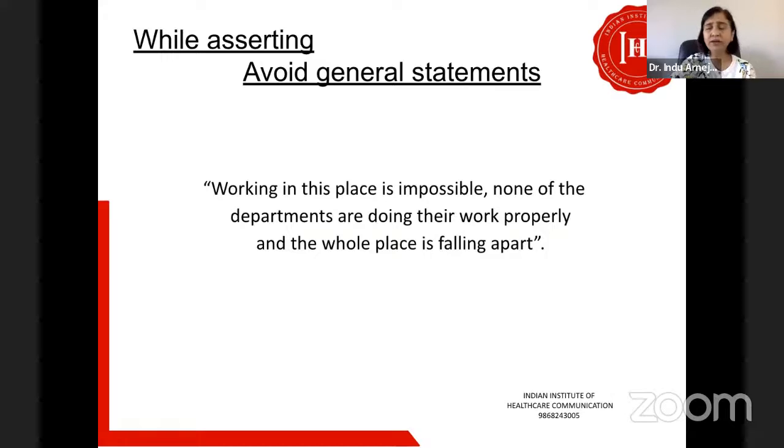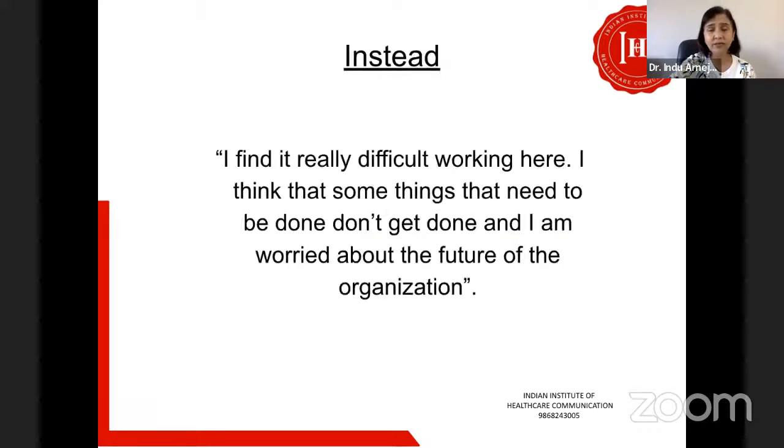Working in this place is impossible. None of the departments are doing their work properly and the whole place is falling apart. Again, it's a more generalized kind of statement. It will not take us anywhere. Instead, if we say, I find it really difficult working here. I think that something needs to be done. And if that's not done, I'm worried about the future of this organization.